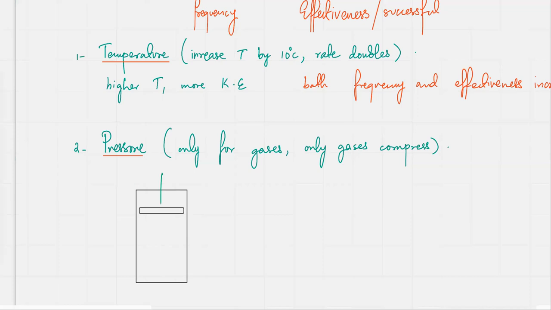I'm putting pressure. And there are a bunch of molecules. Initially, the molecules are really far away. But if I compress it and put pressure, the particles are going to be pushed closer to each other. So that is what happens at higher pressure. You increase pressure, volume decreases. And when volume decreases, particles are now closer to each other.